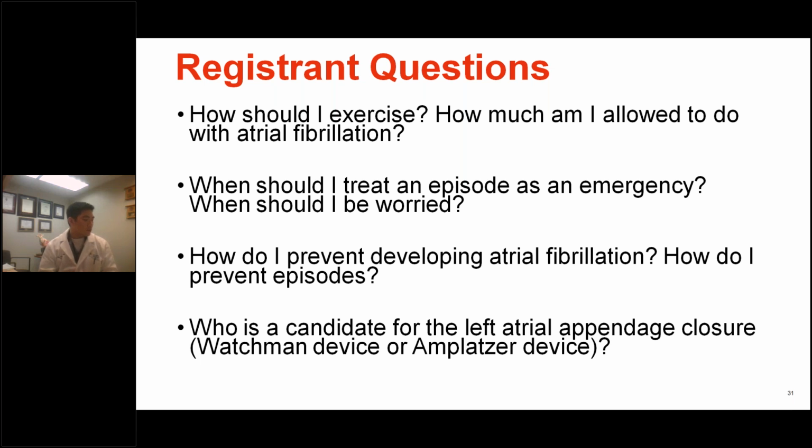So several of you asked questions similar to the first one here. How should I exercise if I have heart problems? How should I exercise if I have atrial fibrillation? What is a safe amount of exercise for me to do? What am I allowed to do? What am I not allowed to do? So there were many variations of that question.